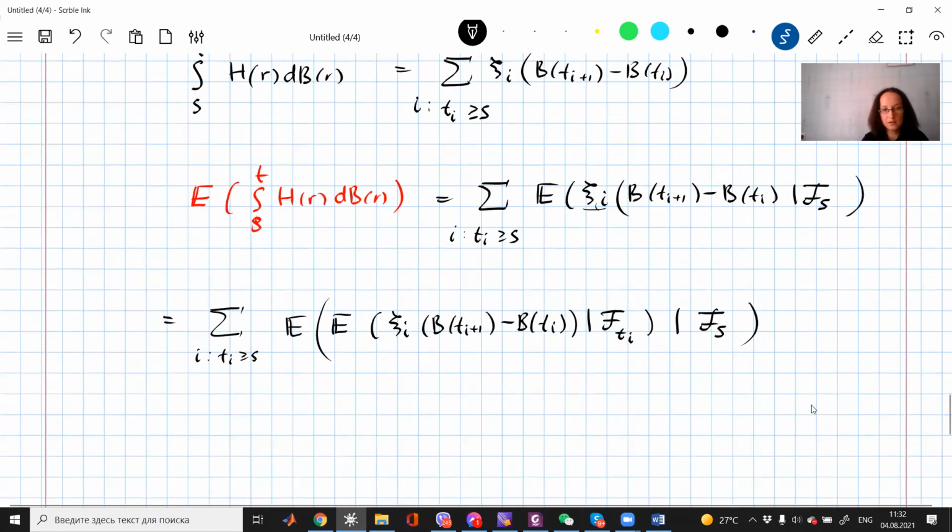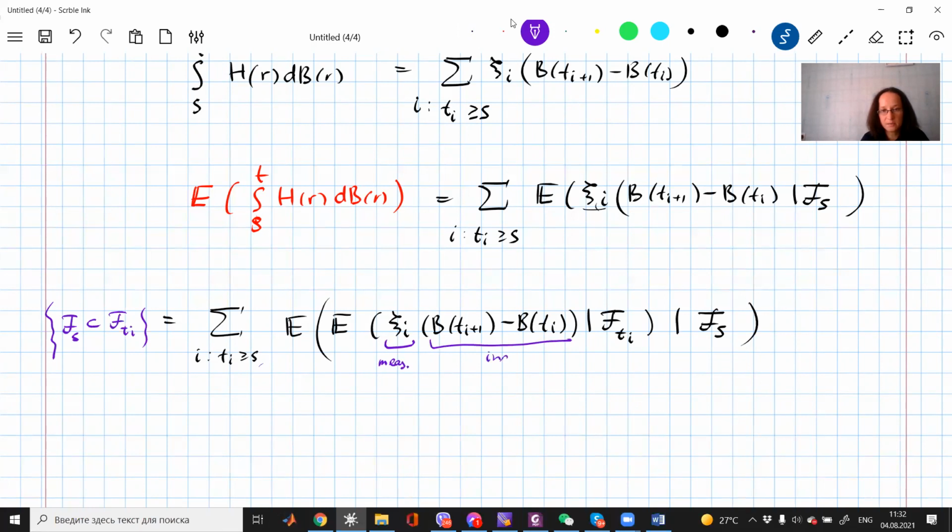Okay, so now from this, recall that Fs is smaller than F_{t_i} in this sum. So now here I can use that psi_i is measurable with respect to F_{t_i}, so this is measurable. And this part is independent with respect to F_{t_i}.